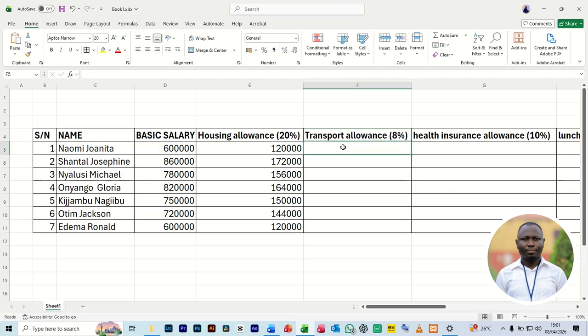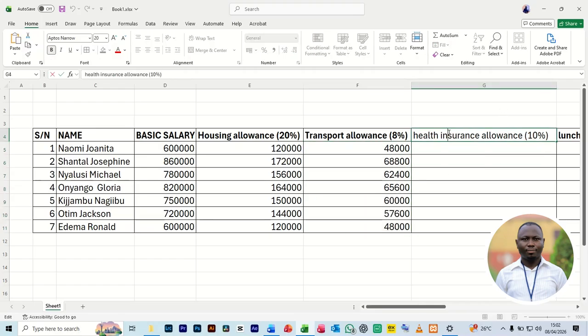We come down here to transport allowance, which is the next, and they told us it's 8%. So if that is the case, we're going to say equal sign, open bracket, 8 over 100, close bracket, we multiply it by our basic salary, hit enter, and we're going to get transport allowance.